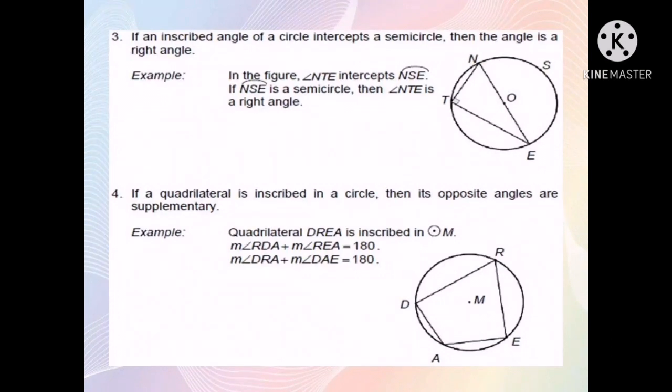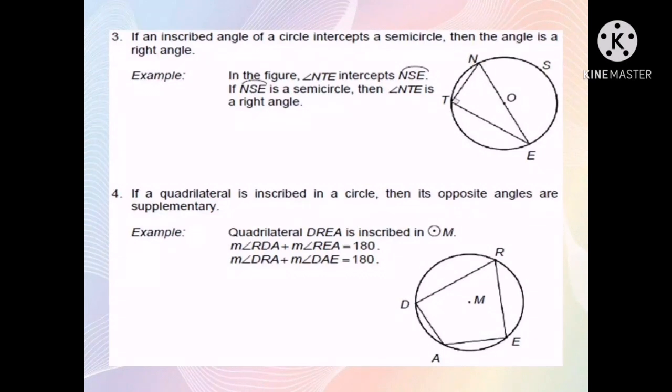Number 4. If a quadrilateral is inscribed in a circle, then its opposite angles are supplementary. Example, we have quadrilateral DREA is inscribed in circle M. The measure of angle RDA plus the measure of angle REA is equal to 180 degrees, and the measure of angle DRA plus the measure of angle DAE is also 180 degrees.